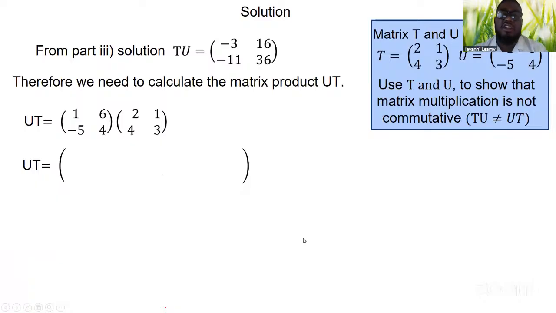So let's multiply, again row by column. 1 times 2 added to 6 times 4. Now, what should I multiply the -5 by? What digit will I multiply the -5 by? All right, 2. Good. And the 4 I'll multiply by 4. Now, are we finished right there? No, because we have our second column in the second matrix. That's how we know when to stop.